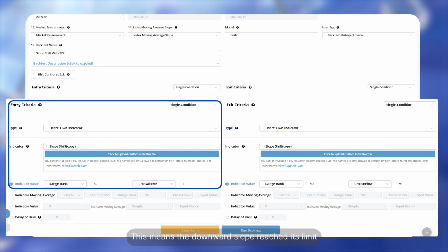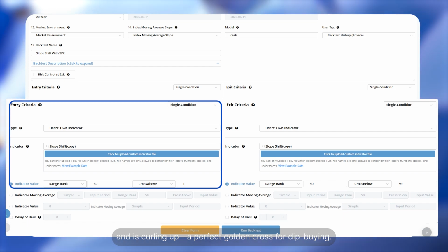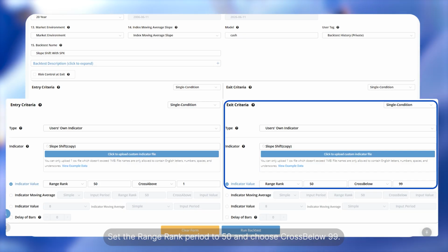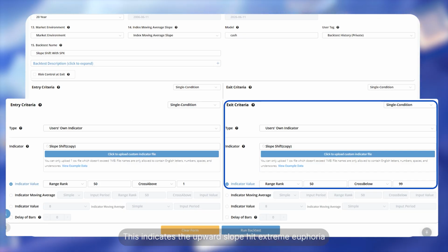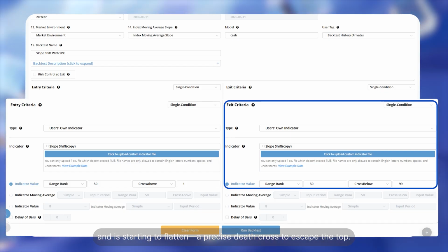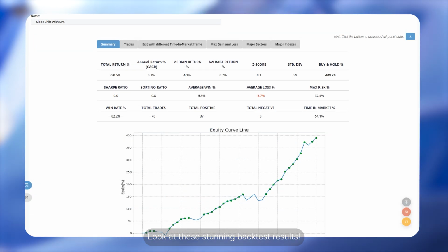This means the downward slope reached its limit and is curling up, a perfect golden cross for dip buying. Exit condition: set the RangeRank period to 50 and choose cross below 99. This indicates the upward slope hit extreme euphoria and is starting to flatten, a precise death cross to escape the top. Look at these stunning backtest results.